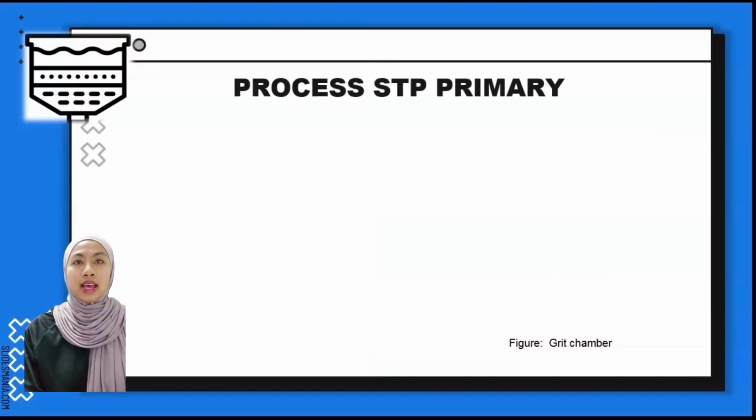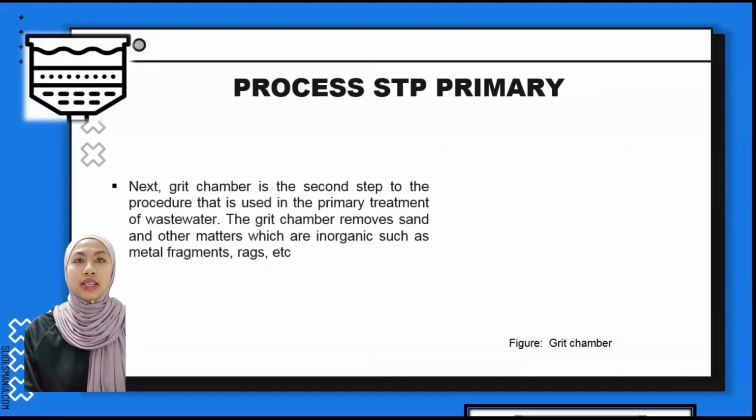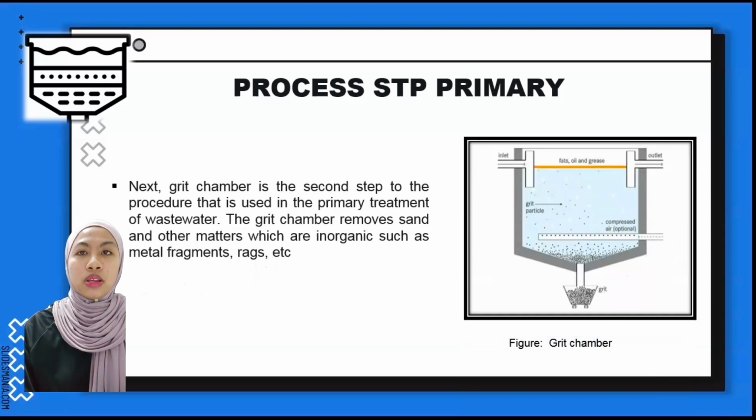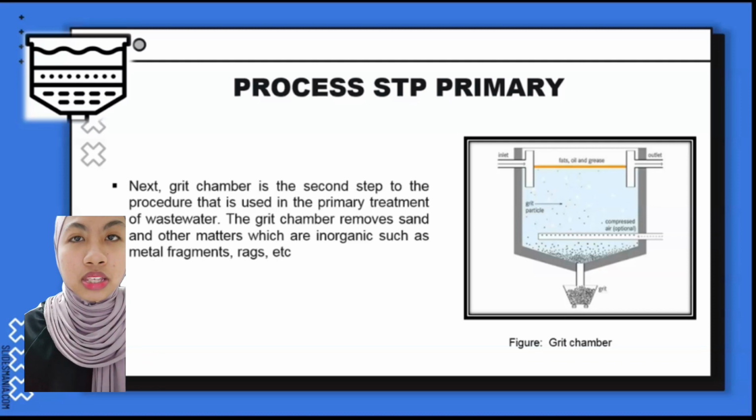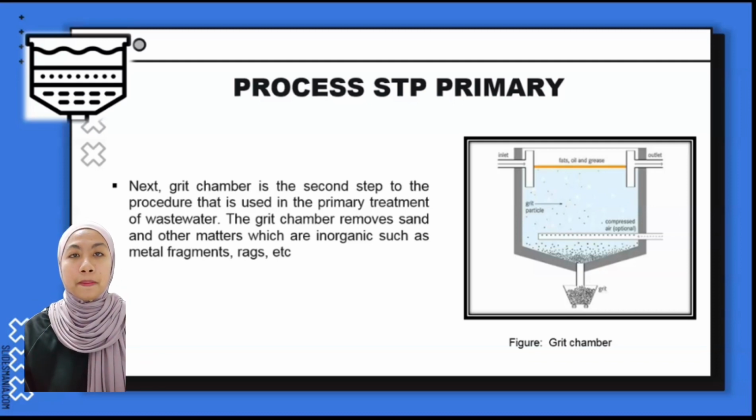Next, the grit chamber is the second step in the procedure used in the primary treatment of wastewater. The grit chamber removes sand and other inorganic materials, such as metal fragments, rags, and acidic matter.